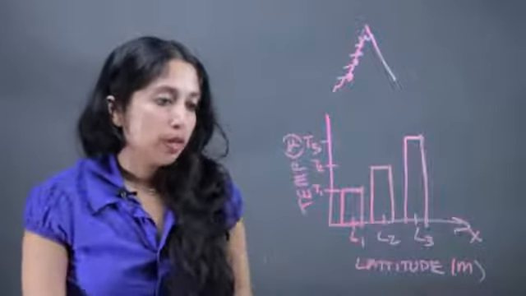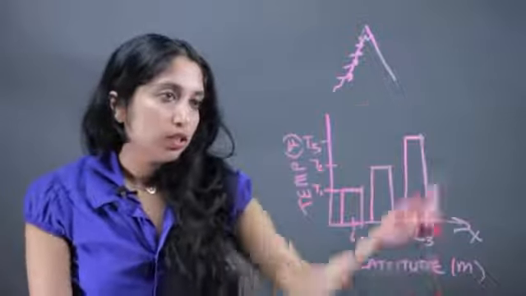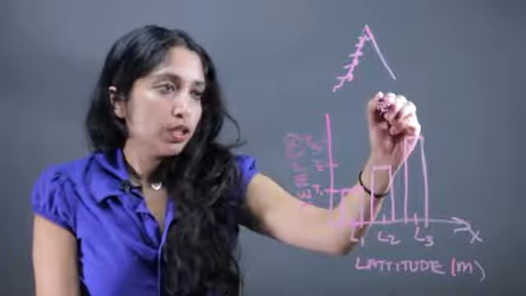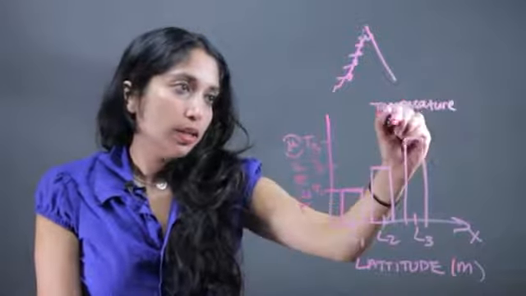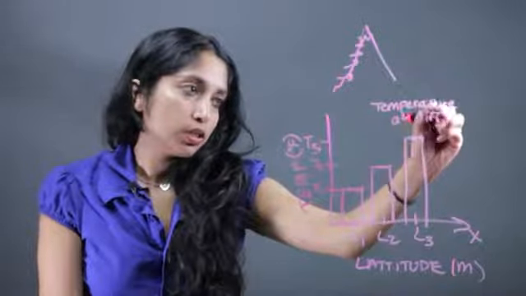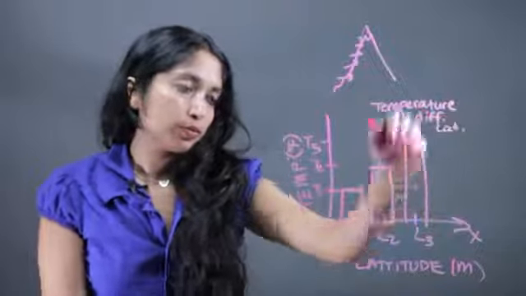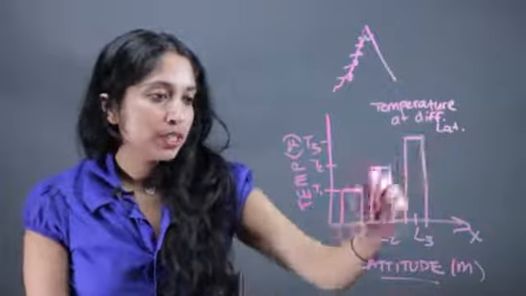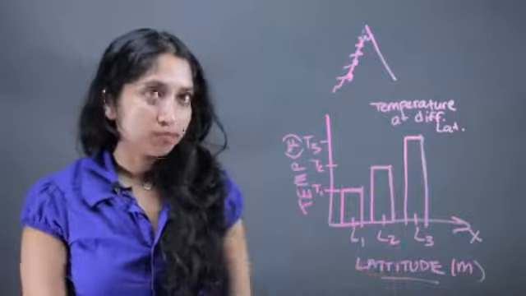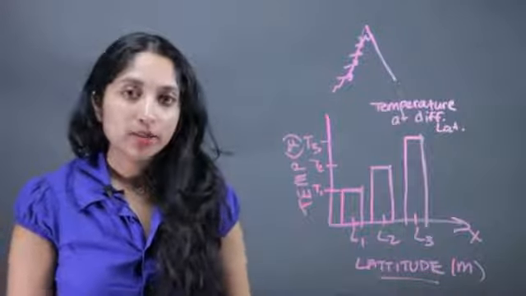Of course, with every bar graph, don't forget to title it. So this could be temperature at different latitudes. So remember, category, what you're measuring, title, and then the bars themselves. And that's how you make a bar graph of latitude and temperature.